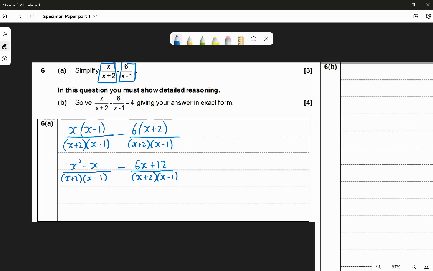So now I need to be very careful because I'm subtracting. I'm subtracting 6x and I'm subtracting positive 12. A common error would be to subtract 6x and then to add 12, but no, I am subtracting the entirety of this numerator from the other numerator.